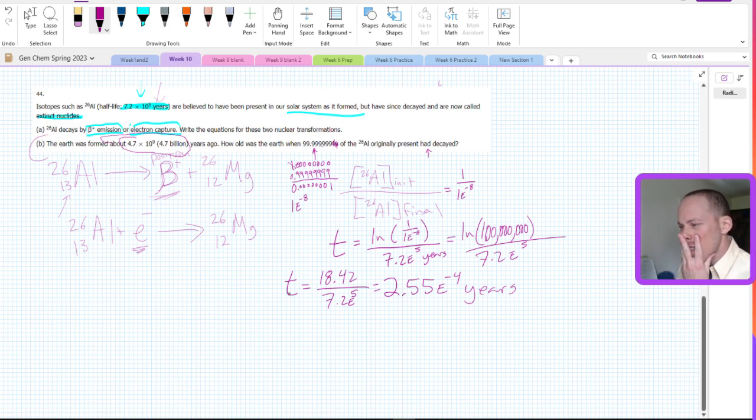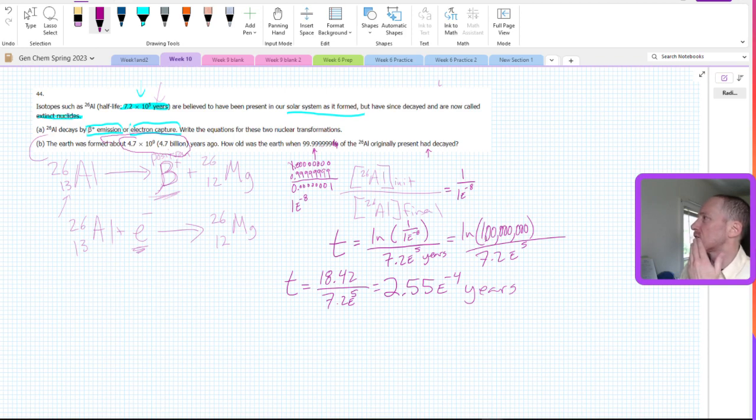Wait, that doesn't make sense though. Hang on. Something's real off here. Let me think about this. What did I do wrong? I must have done something wrong here. That's the initial to the final. That's the ratio of how much it changed. It took 7.2 times 10 to the minus 5th.